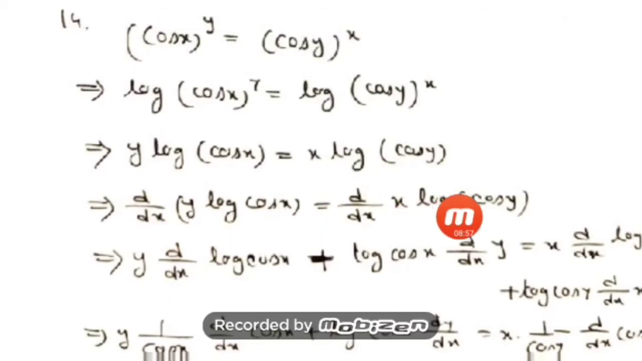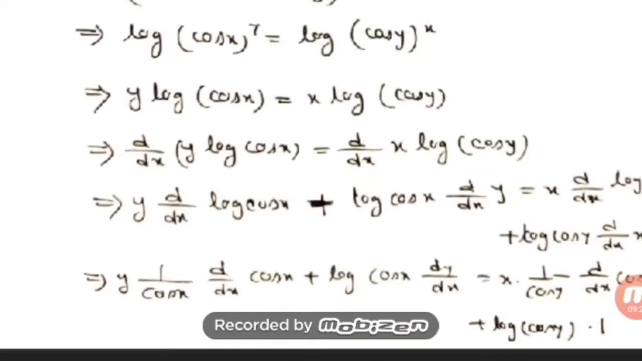Taking derivative on both sides, d/dx of y log of cos x equals d/dx of x log of cos y. Here this is a product of two functions of x. So first function times the derivative of the second function, plus the second function times the derivative of the first function. Same is true on the right also: x d/dx of log of cos y plus log of cos y d/dx of x.